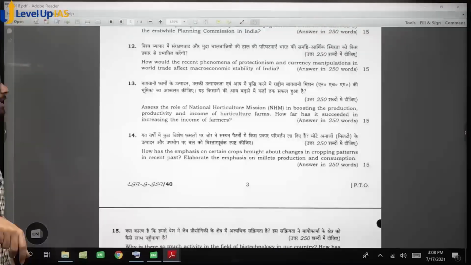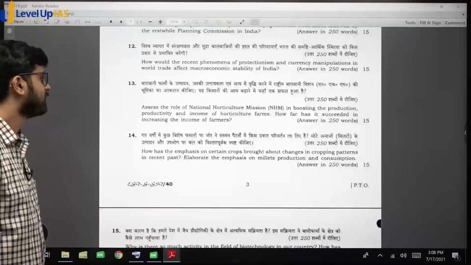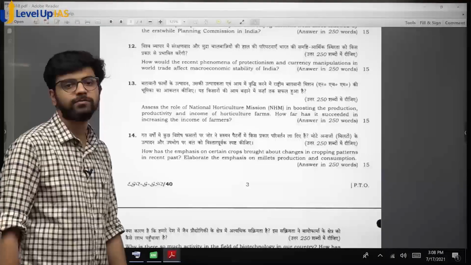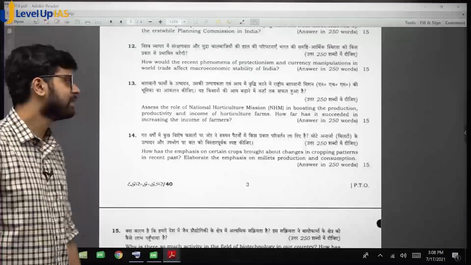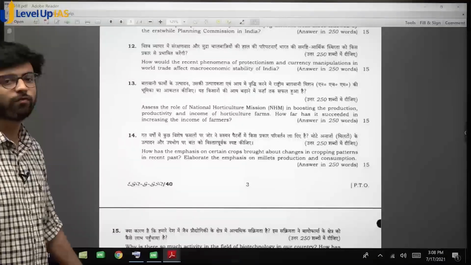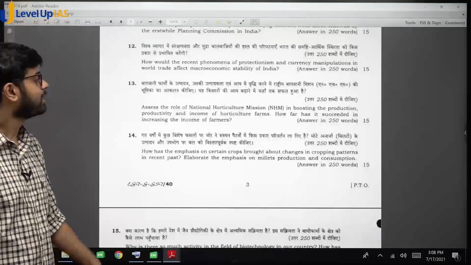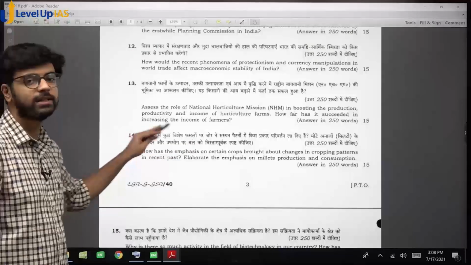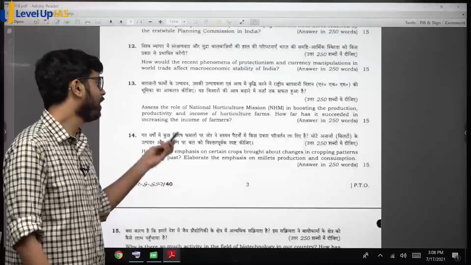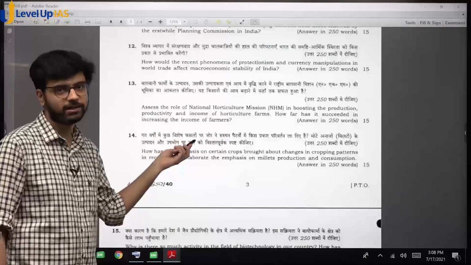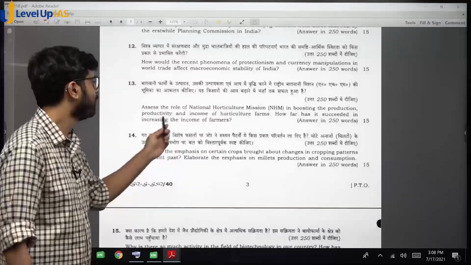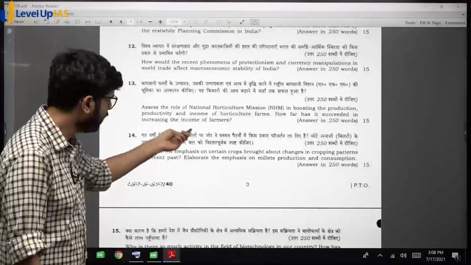How far has it succeeded? See, are they asking the features? Are they asking the objectives? Are they asking the successes? Are they asking the failures? What are they asking? They are asking how far has it succeeded in increasing the income of farmers. Now here they are asking only about income. Pay attention to this. There they ask production, productivity and income. Here they are asking only income.